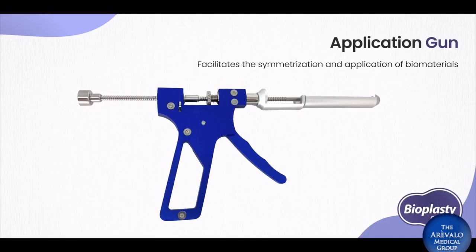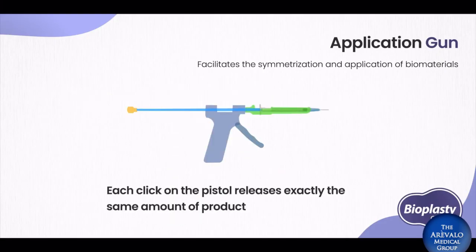The application gun is one of the great secrets of bioplasty. The use of the gun allows greater control to the professional performing the procedure. Each click of the gun releases exactly the same amount of product, so that placing the planned amount of product is much simpler, more practical, and safer. In addition, targeting and application are considerably easier with the gun.